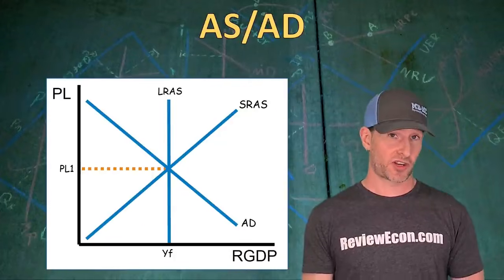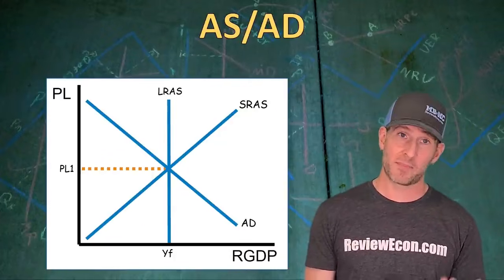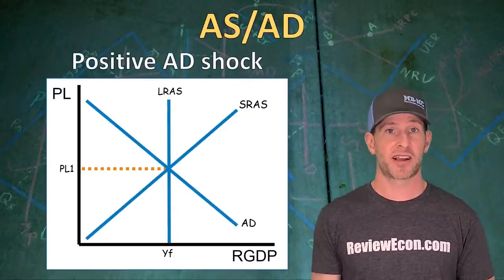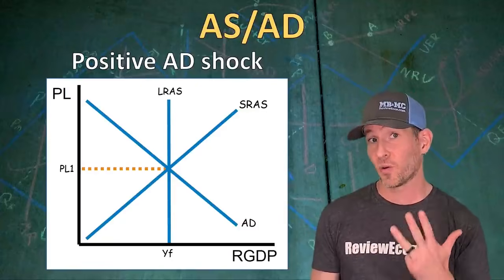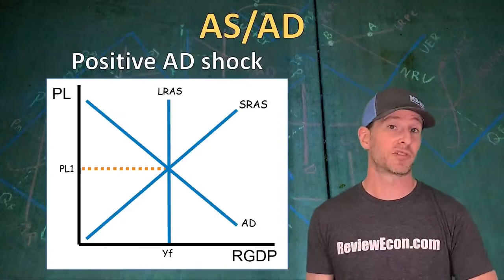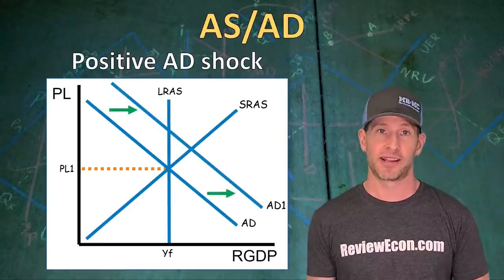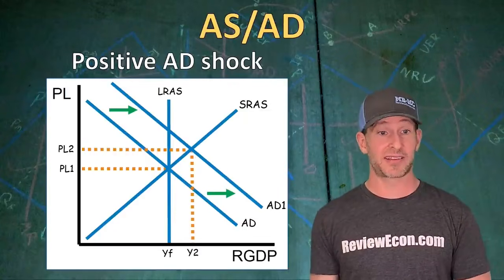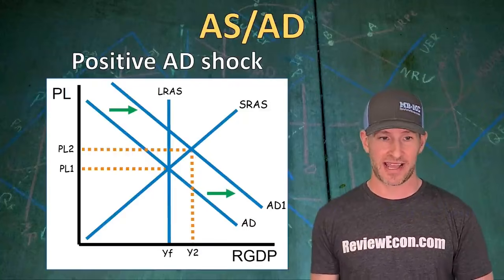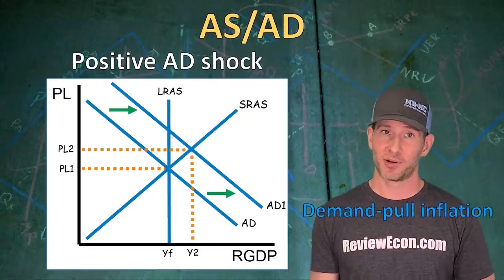If our economy is currently at long-run equilibrium and we have a positive aggregate demand shock to the economy, that means that consumption, gross investment, government spending, or net exports have increased. It will shift that aggregate demand curve to the right. Now the price level increases and the real output increases, and we find ourselves with an inflationary gap. This is called demand pull inflation.